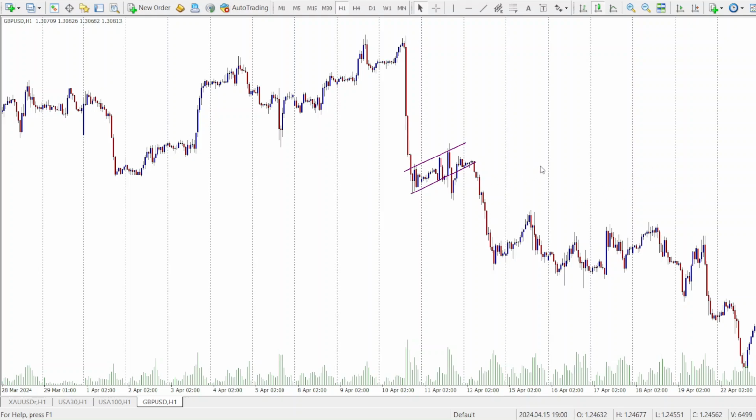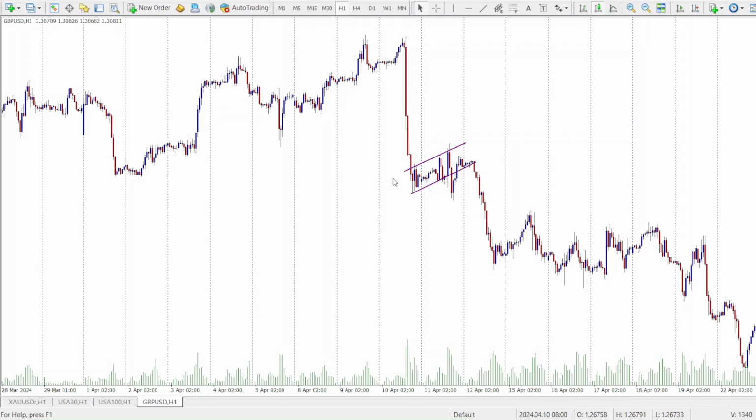So now, how do you spot a bear flag? The first step is to identify the flagpole. You have to look for a sharp downward move in price, as this sets the stage for the pattern, because without this we have no flag.